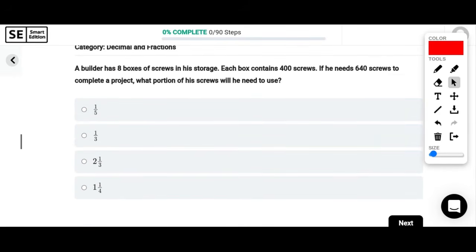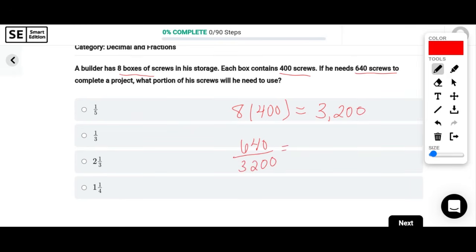Okay. A builder has 8 boxes of screws in his storage. Each box contains 400 screws. So he has 8 boxes and they each have 400 screws. If he needs 640 screws to complete a project, what portion of his screws will he use? So he has 8 boxes and 400 in each. So I am going to multiply these, and he has 3,200 in total. So he needs 640. So 640 out of the 3,200 total.